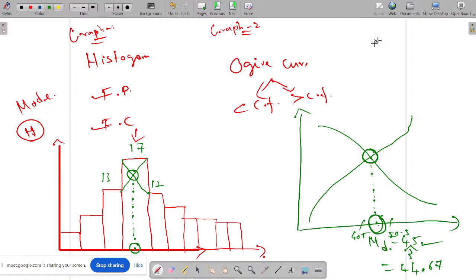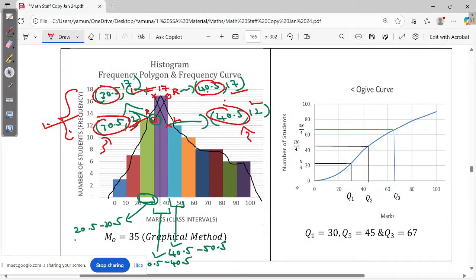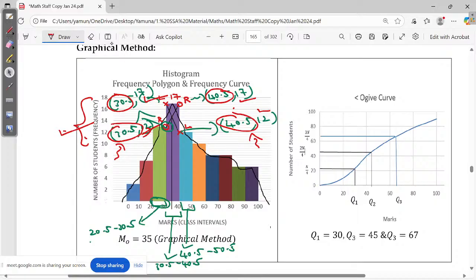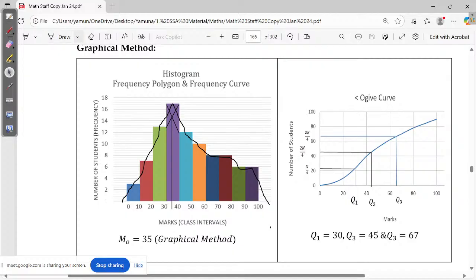With the help of less than CF alone, you can find it, or you draw both the less than CF curve and the greater than CF curve. Where it meets, we can take it. There are two ways. If you're considering only less than CF, we apply the formula with respect to n by 2. Let me go directly from the material. I'm not going to work out the full problem. Where is n by 2? What is n? 90 here. 90 by 2, it's 45. So 45 lies somewhere over here. Here is 60, here is 40.